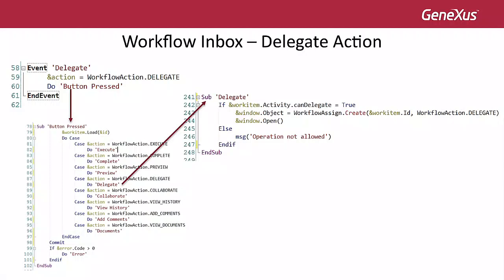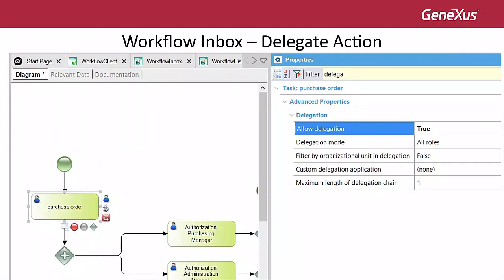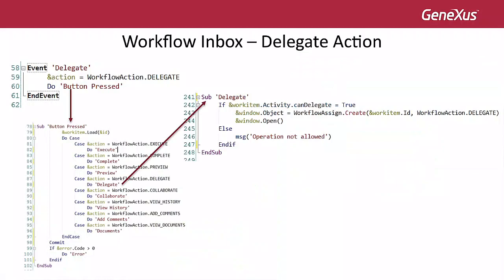In this subroutine, we're going to check that the activity of the work item has enabled the delegate function. You can enable the delegation by selecting the task, the activity, in the diagram, and in the properties putting true into the allow delegation property. This will enable the delegation action. If the task can delegate, then it will present the panel workflow assigned to the user. This panel will present all the users that can receive this task.